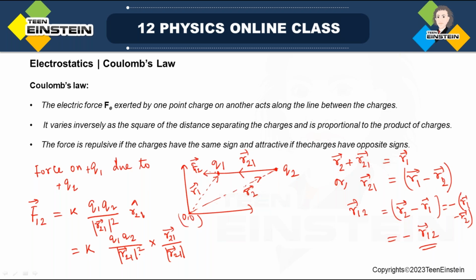We have this square, so what we are getting is K Q1 Q2 divided by mod of R21 whole cube into R21 vector. So this is how you should write it in terms of vector.